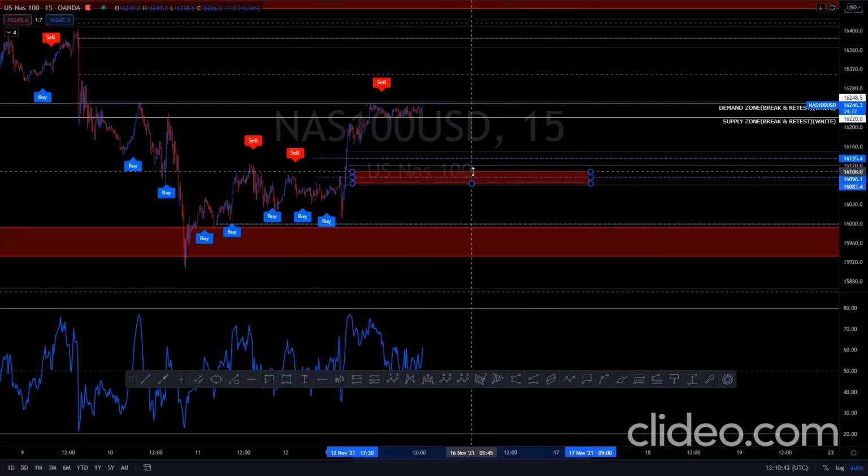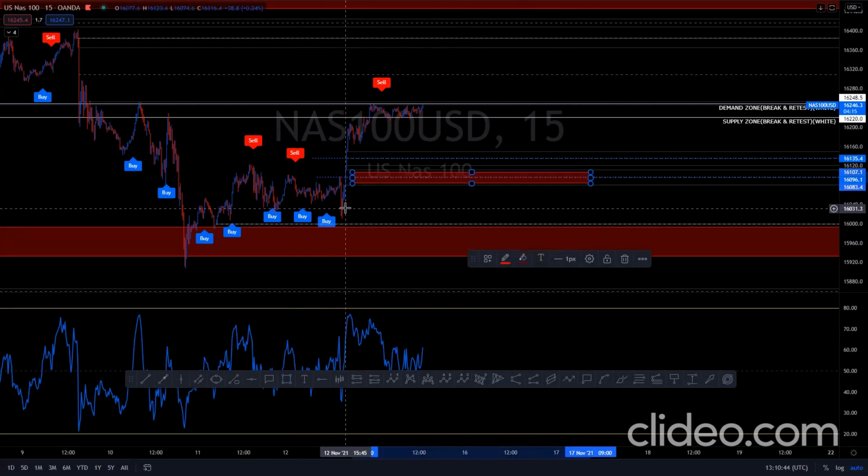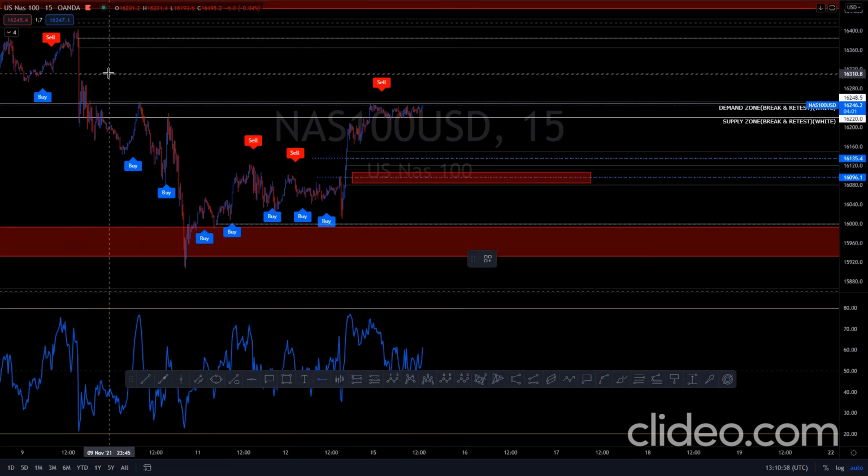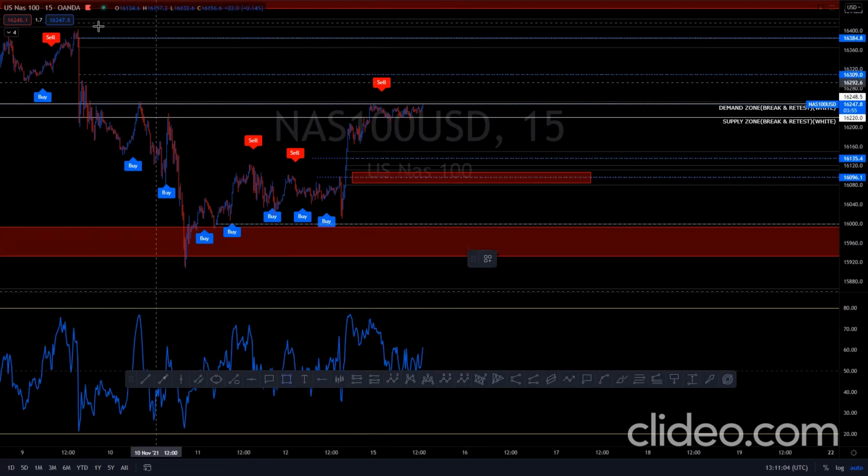Put one here. Now, ultimately, they're going to want to mitigate all of this area, but they may just do 50% and bring price up and then do whatever they want to do. Or if price breaks this area, they're going to want to mitigate all this area that this created. So I'm just going to level all these imbalances with horizontal lines. And then ultimately up here, I'm drawing a zone.